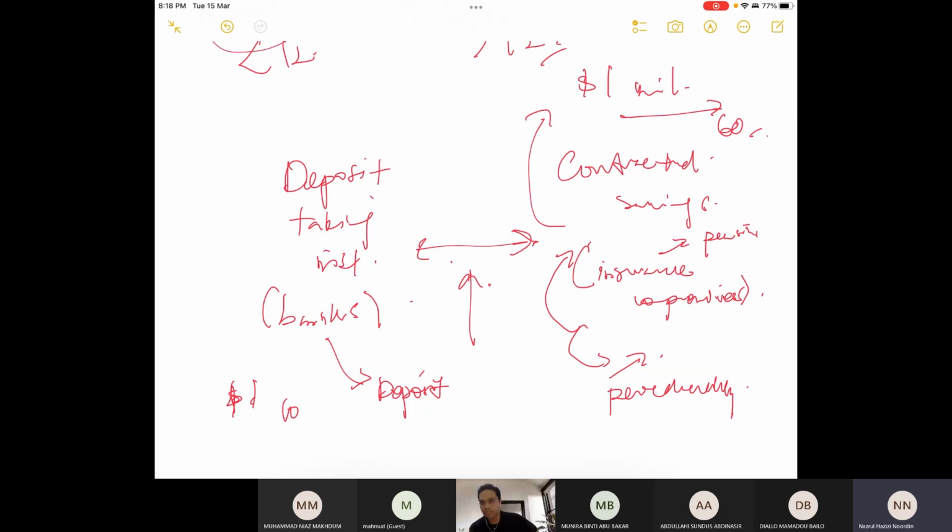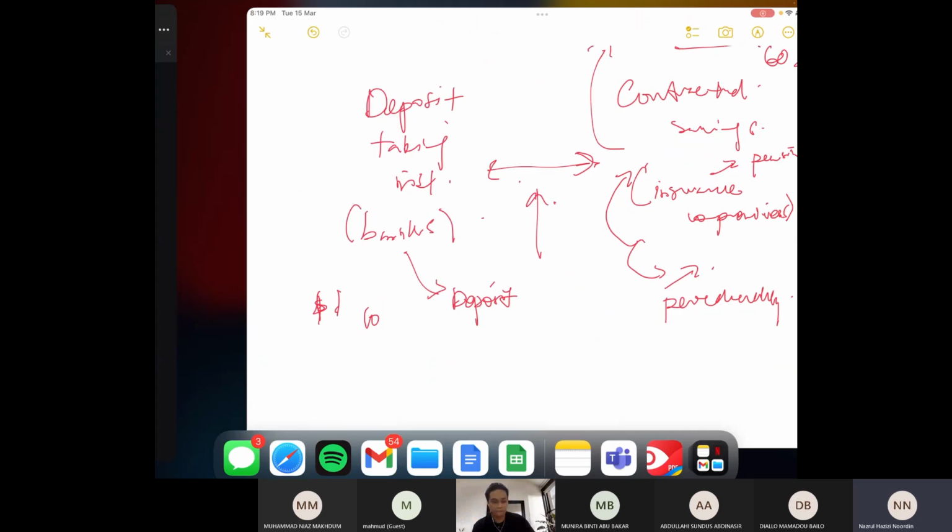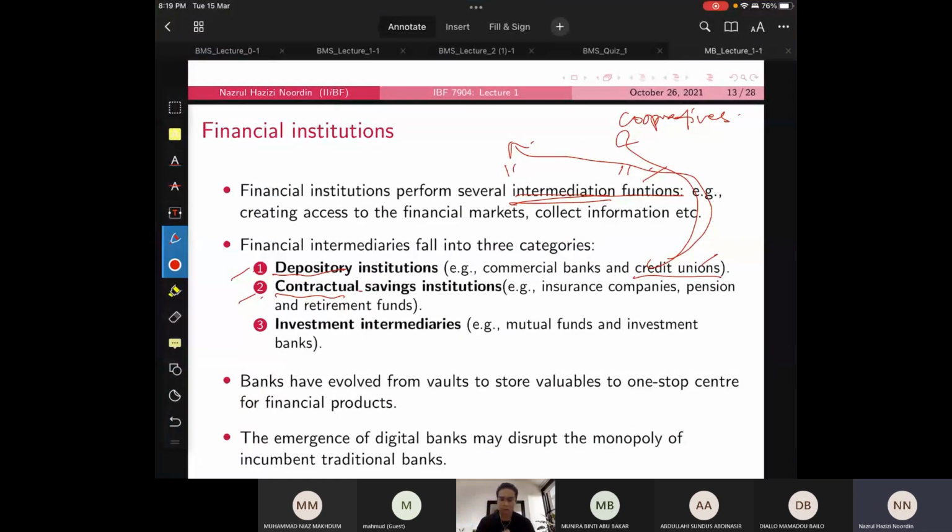So those are basically savings. Your pension is basically your saving, but on a contractual basis, meaning that you have to contribute a certain amount of money at every certain period of time, right? So that's the difference from deposit taking institutions like banks, where you can withdraw or deposit money at any time that you want. Okay, so far clear between these two, right?